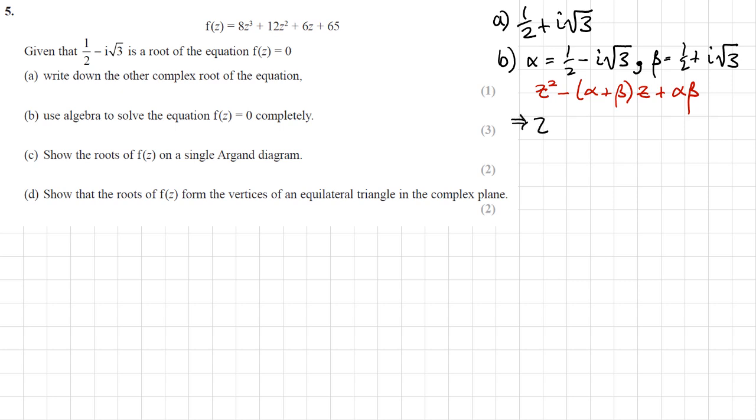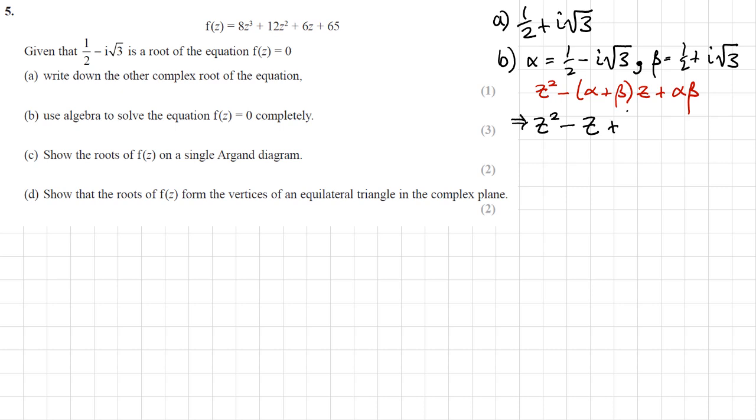So we'll have z squared. Now the sum of the roots, so the imaginary parts cancel out, so just have half plus half, which is 1, so it's going to be minus z, minus 1z. And then to find the product of the roots, the quick way of doing that is going to be the sum of two squares.